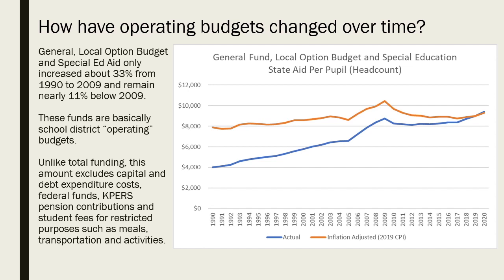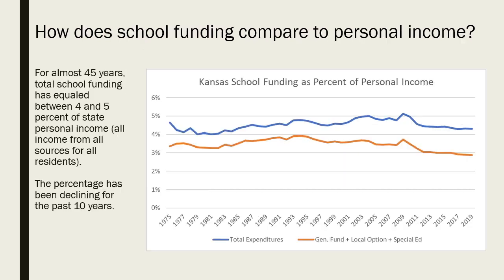The difference between total revenue and these funds is that they exclude capital expenditures, debt service for building costs, federal funds, KPERS pension contributions, and student fees for restricted purposes such as meals, transportation, and activities.